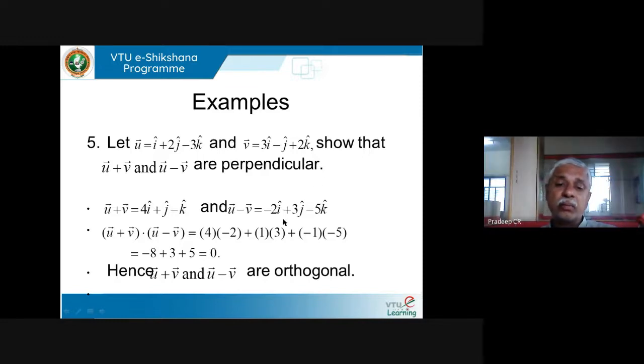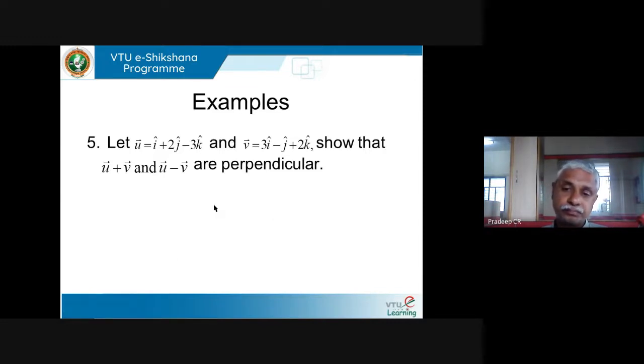Now you take the dot product of the two. If you take the dot product of these two, that means you have to multiply the i components' coefficients, j components' coefficients, k components' coefficients, and add them. So that is 4 into minus 2 plus 1 into 3 plus minus 1 into minus 5, which comes to be 0. So u plus v dot u minus v is 0, which means u plus v and u minus v are orthogonal or perpendicular, both are the same.